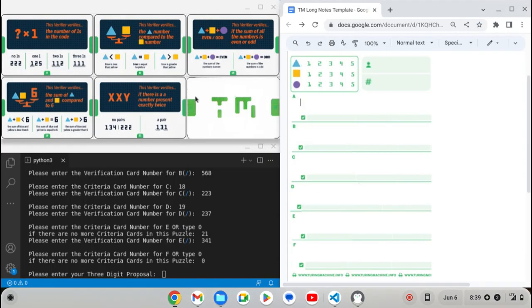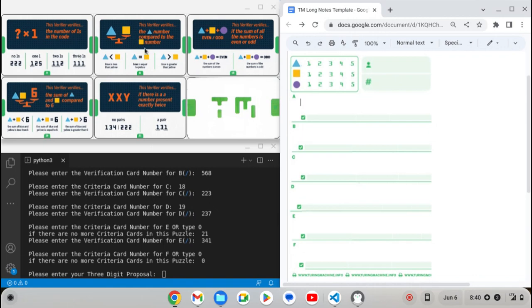So in the grid above, we've got our 5 criteria cards. On the top row, we've got criteria card A, criteria card B, and criteria card C. On the bottom row, we've got criteria card D and criteria card E. Criteria card A looks at the 3 digits in our solution and will let us know how many ones we should have. Should there be no ones? Is there a single one? Perhaps 2? Maybe even all 3 are ones.